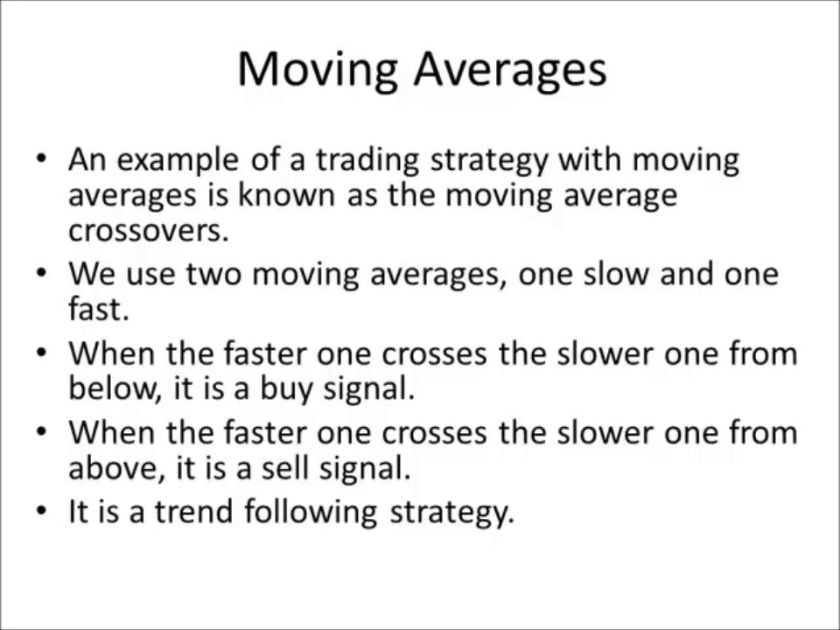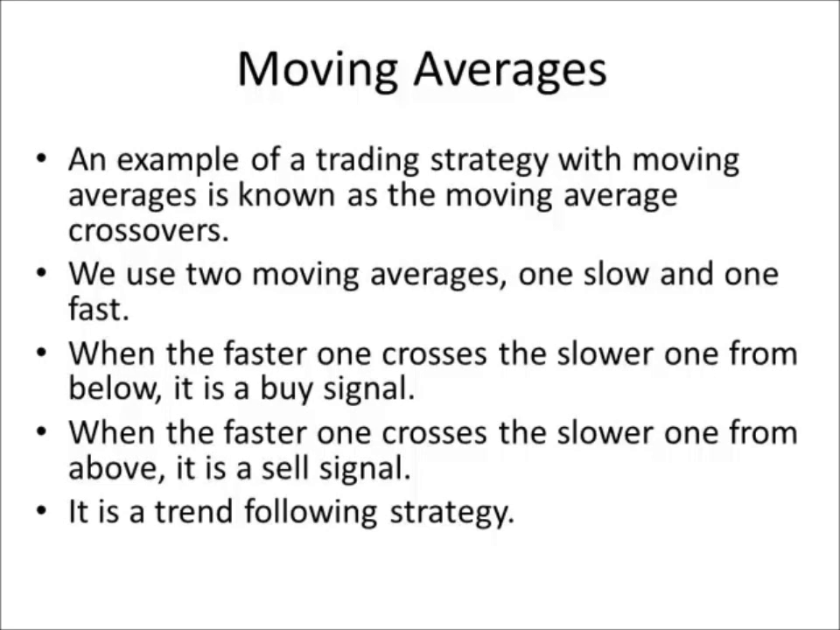Essentially what we do is we plot two different moving averages, one slow one and one fast one. So for example, we might use, let's say, the 5-day moving average and the 20-day moving average. Now we plot both of those on a graph. When the faster moving average crosses the slower one from below, then it is a buy signal. So the faster in this case is the 5-day and the slower is the 20-day. So if the fast one, that is the 5-day, is currently below the 20-day and then crosses the 20-day from below, so it crosses and then goes above it, that's a buy signal.